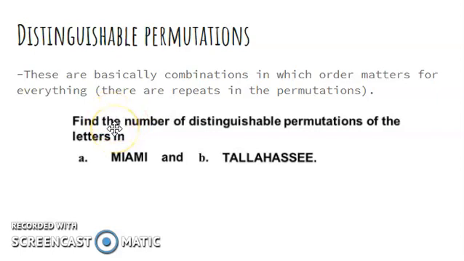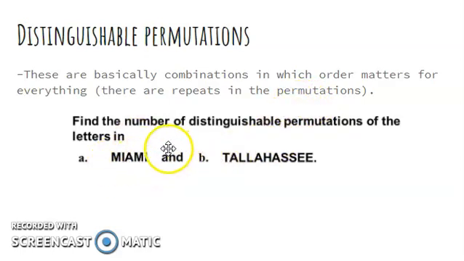And last but not least, distinguishable permutations. These are basically combinations in which the order matters for everything. Now that may sound weird, because the only thing that separates permutations and combinations is that in permutations order matters, but this is a type of permutation where we have repeats. And here's an example below.